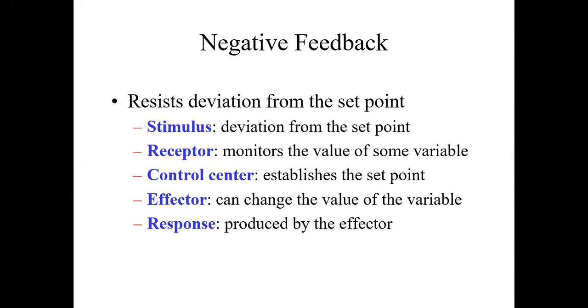Most of the time, you'll see the control center as the brain. The effector is whatever organ is in place that can change the value of the variable. In this case, our effector organ was the heart. And then response, whatever the effector does to respond to the control center's information. In this case, the heart is able to slow down a little bit if the blood pressure is too high, or speed up a little bit if the blood pressure is too low.